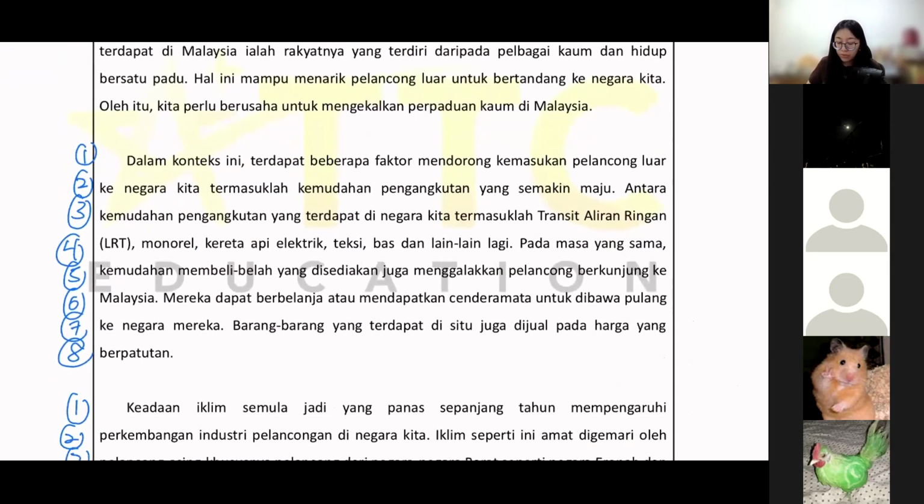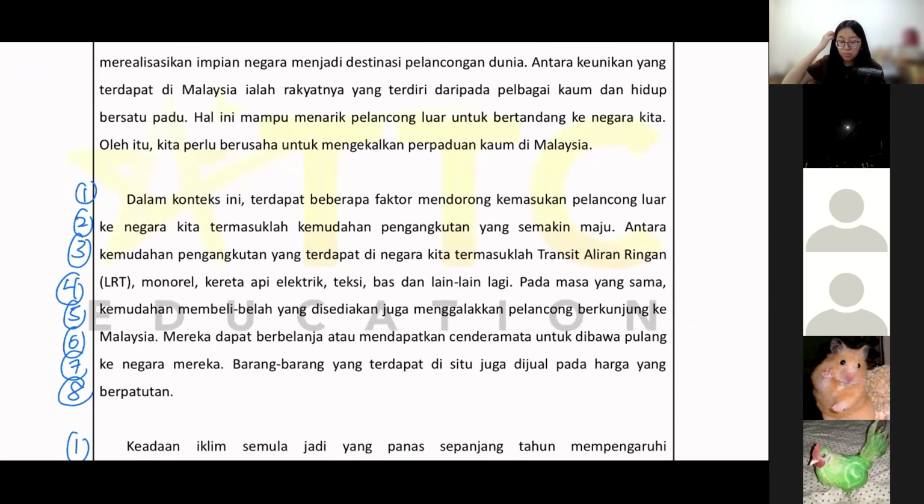Okay, second paragraph. What is the faktor mendorong kemasukan pelancong luar negara ke negara kita? Which line? Okay, don't need type full answer. Just tell me which line. The first word dash to the last word. Number 2. Okay, yes, correct. Kemudahan pengangkutan yang semakin maju. Okay, what else? So this one will be 1.